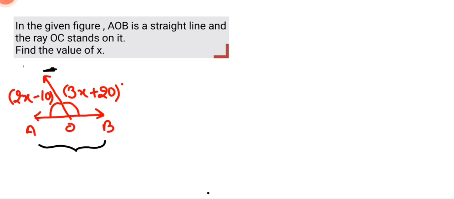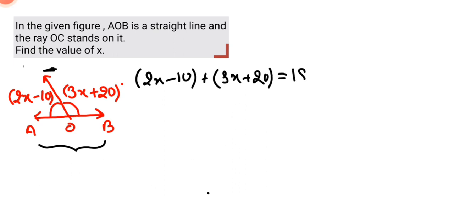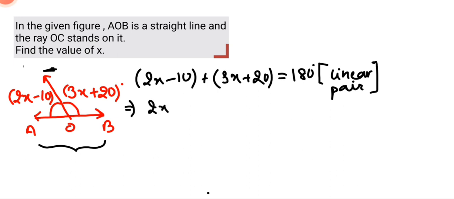So from this figure we can write (2x minus 10) plus (3x plus 20) should be equal to 180 degrees, and this came because of the linear pair of angles. From here we can write 2x minus 10, after removing the brackets, plus 3x plus 20 equals 180 degrees.